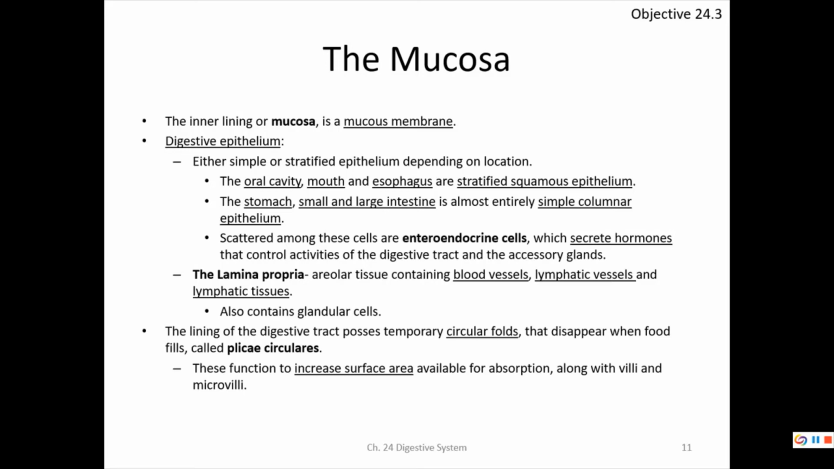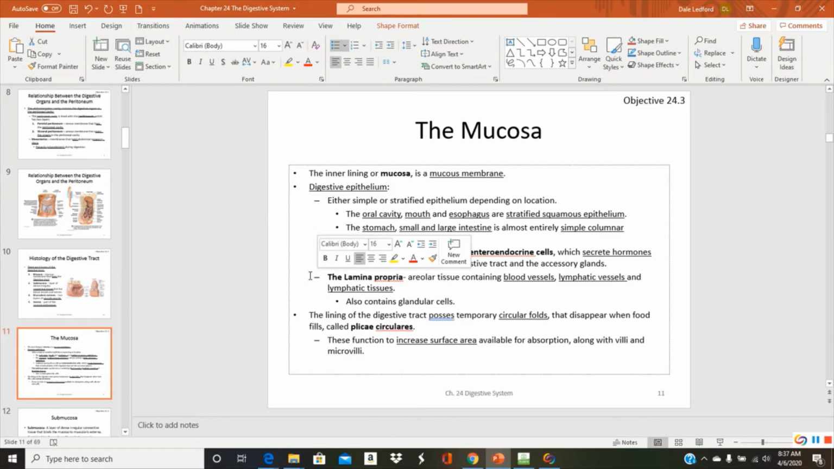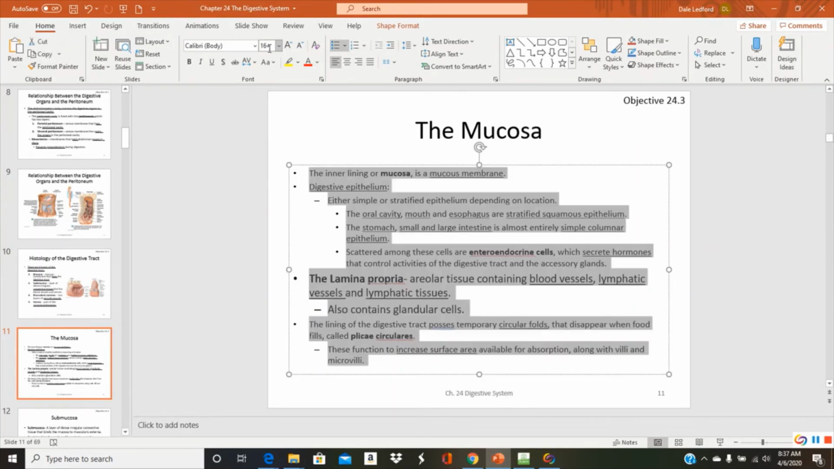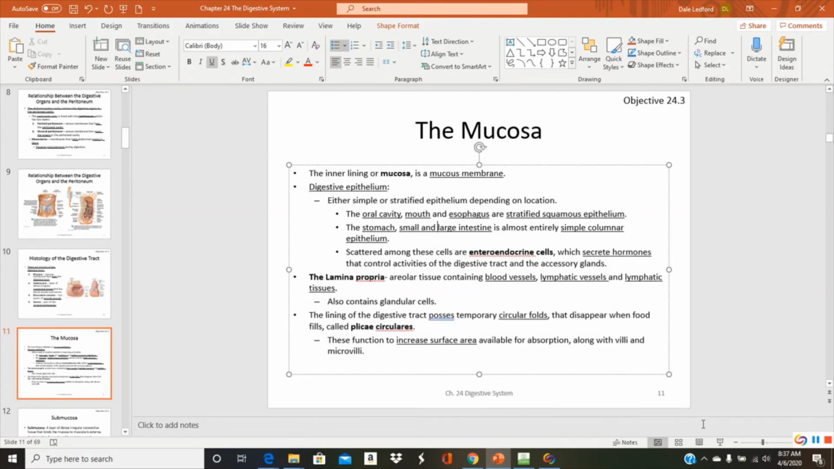Okay. So what we're going to see is the lamina propria is the other part, and I kind of needed to do this. What I wanted to do is talk about the digestive epithelium and the lamina propria. And everybody's like, but if I don't do it now, it just won't happen. So I'm going to do it now.